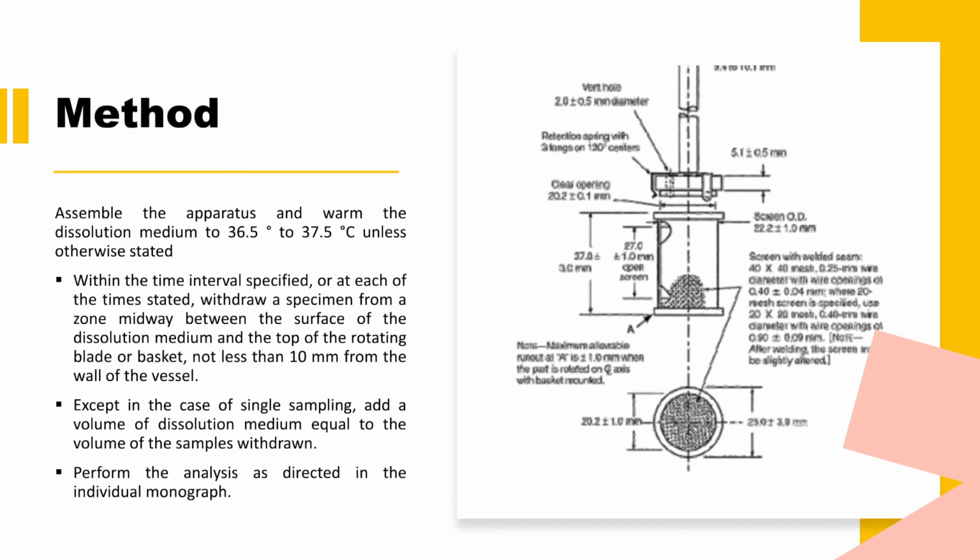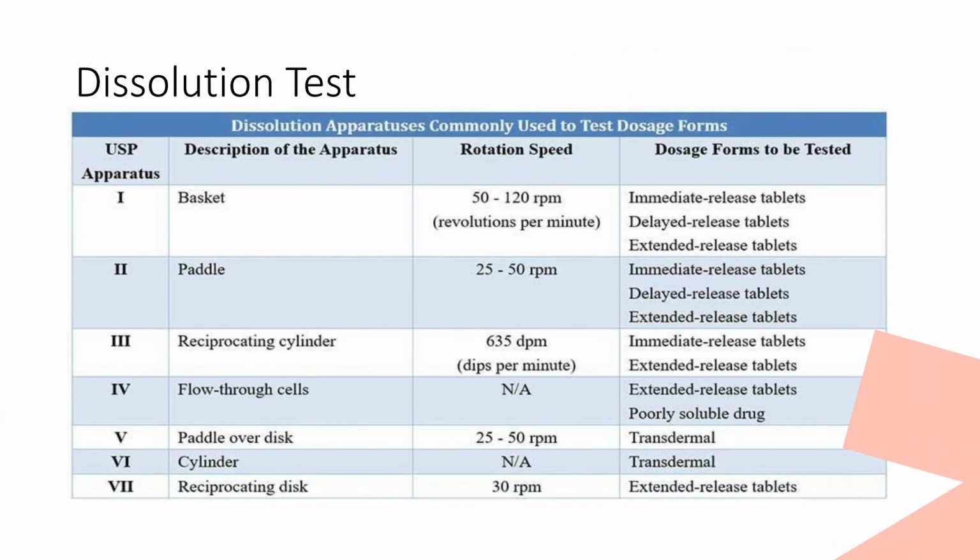For example, if you have taken out 2 ml of the buffer media, then you need to replace that 2 ml with plain buffer media, so that the total amount does not become concentrated. The amount of 900 ml remains the same. So when you take 900 ml, it has to be 900 ml throughout the time of the conduction of the study. You need to perform the dissolution method as specified and as guided in the official monograph of each tablet.